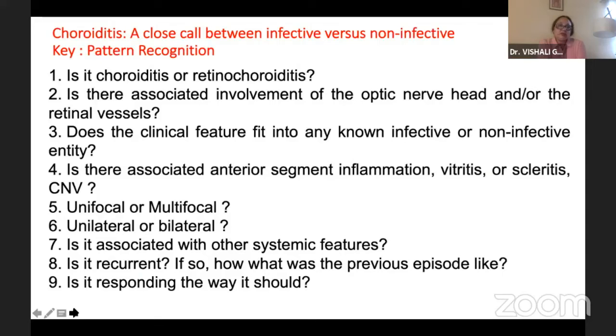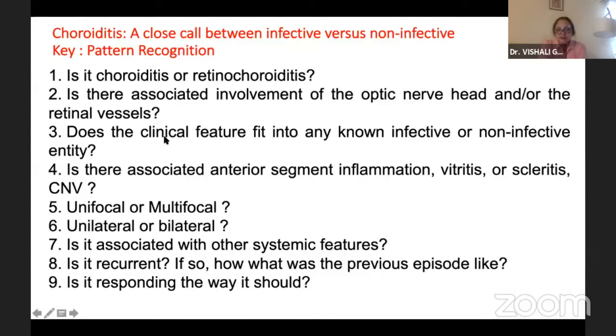So now you have suspected choroiditis, but what do you do next? Once you are sure that it is choroiditis, it is important to know that in choroiditis there is a very close call between being infective versus non-infective. So you ask yourself a couple of questions, which I have listed here. Is it choroiditis or retinochoroiditis? OCT, fluorescein, and of course your clinical judgment would help. Is there associated involvement of the optic nerve head or retinal vessel?